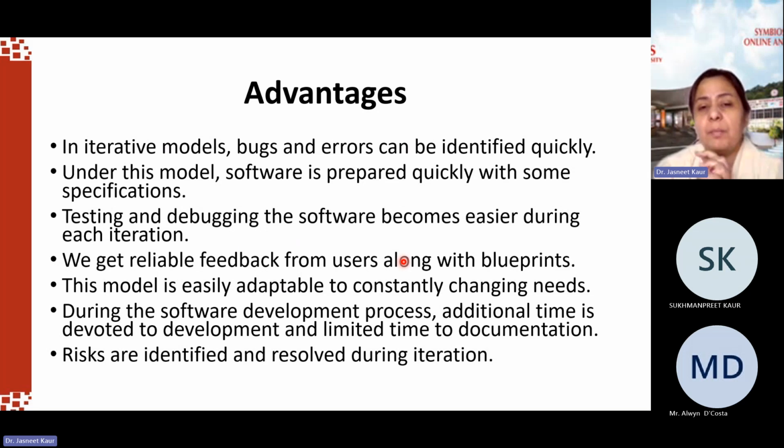We get reliable feedback from the users along with the blueprint. This model is easily adaptable to constantly changing requirements. During the software development process, additional time, now time is the biggest constraint here, additional time is devoted to the development and limited time to the documentation. Okay. Risks are identified and resolved during the iteration only.